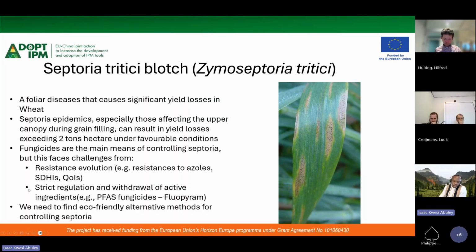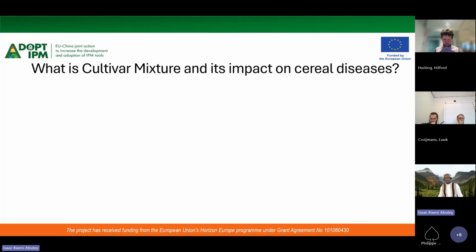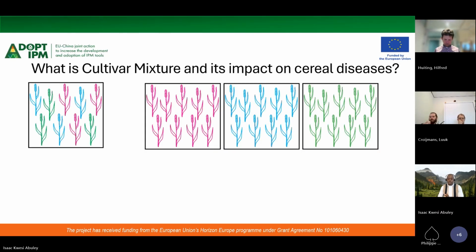So we, of course, need alternative solutions. And one of them is to use cultivar mixtures. So what is cultivar mixture? Basically, cultivar mixture is in contrast to monocropping. In monocropping, you have a single variety which you grow on a piece of land, and you do that every year. So you may do rotation to a different field, but you want to grow the same variety, perhaps because it is high yielding, it has other good traits which you are interested in.